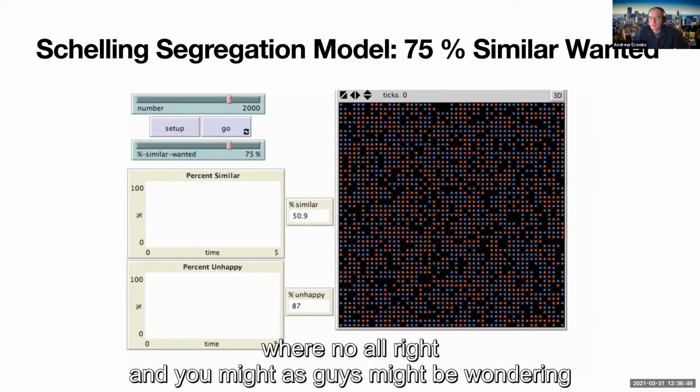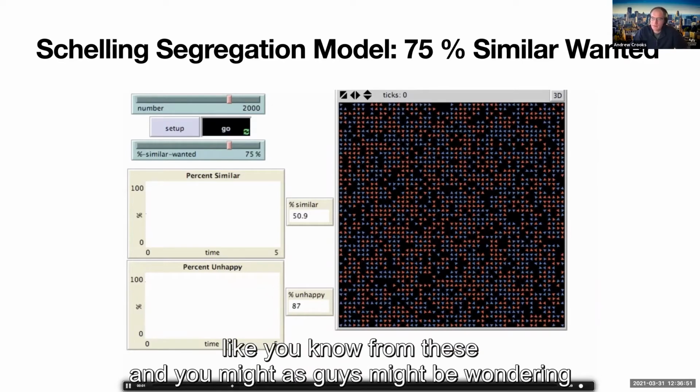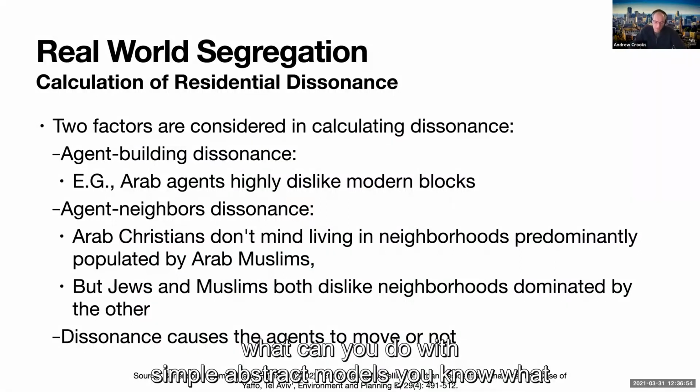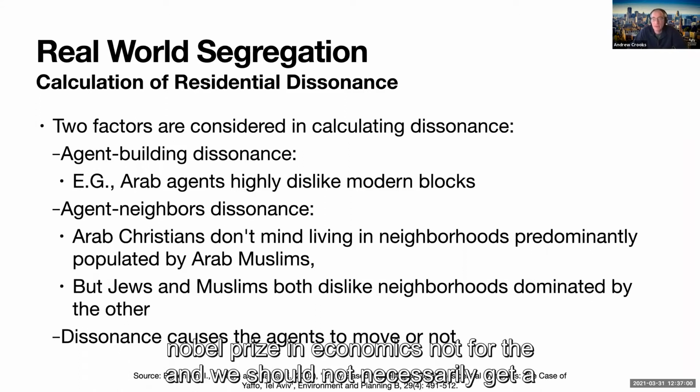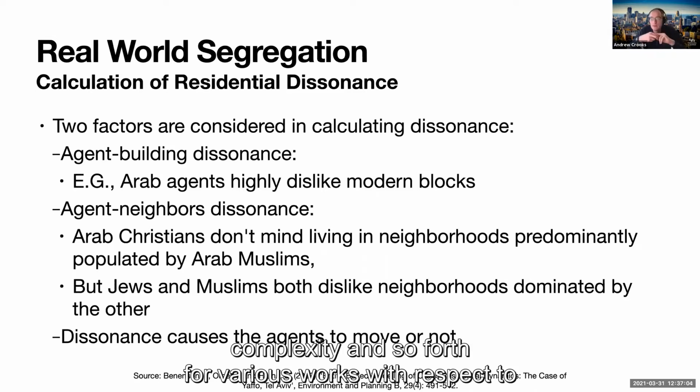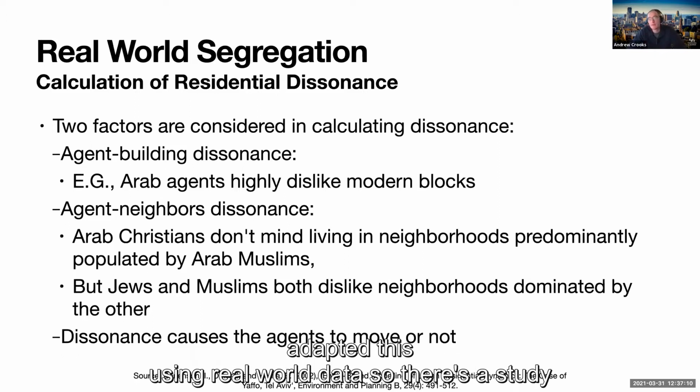And you might be wondering, from these simple abstract models, what can you do with these types of things? Well, regarding Schelling's idea, we should note that Schelling got a Nobel Prize in economics, not for his various works with respect to complexity and so forth. But other people have adapted this using real world data.